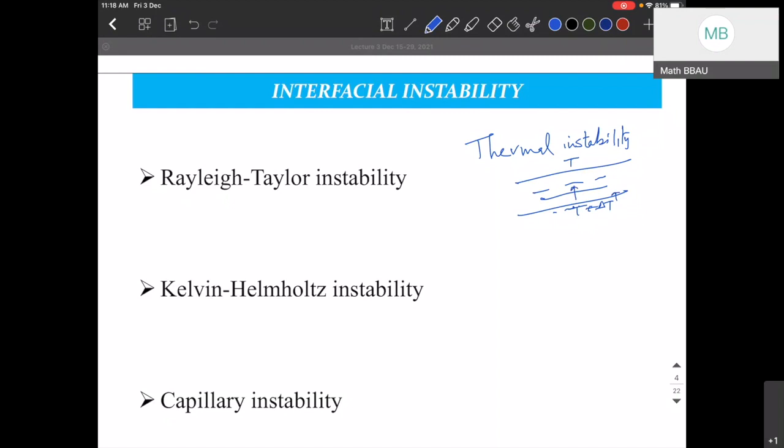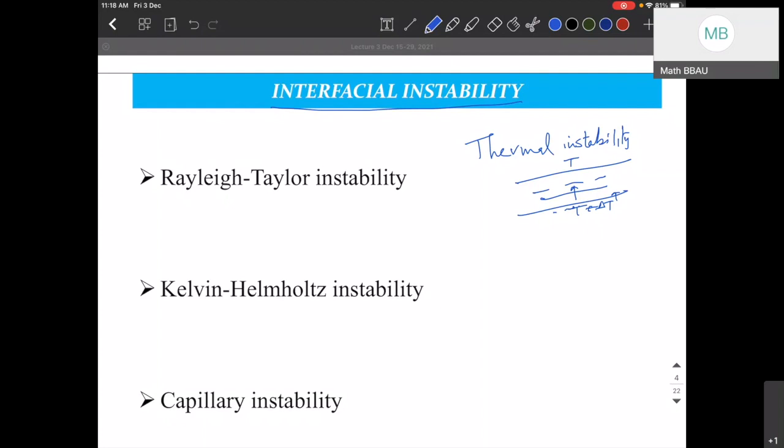And this was called the thermal instability, and this was studied by Chandrasekhar in the early 90s, and after that some people are working on it. Here in this lecture, we will concentrate on the interfacial instabilities as per our topic.